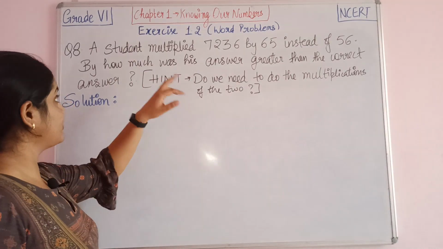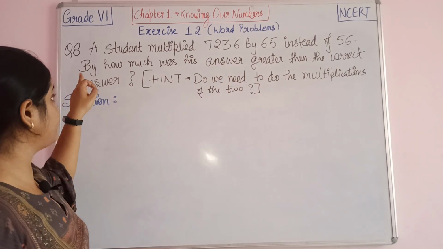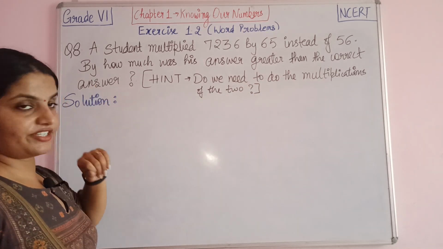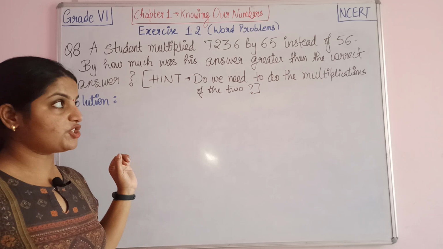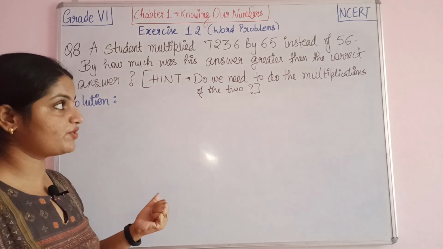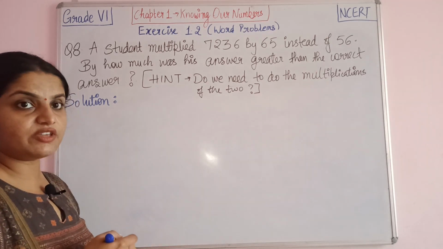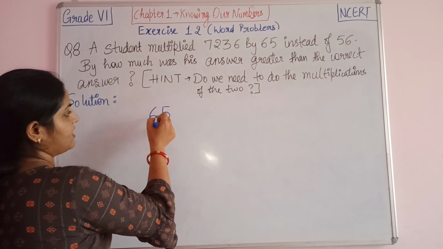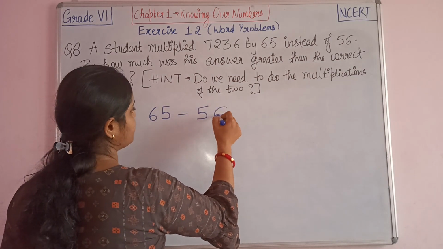So this is our next question. A student multiplied 7236 by 65 instead of 56. By how much was his answer greater than the correct answer? There is a hint also: do we need to do the multiplication of the two numbers and check their difference? No. What we have to do basically here is find the difference in the digits which he has taken mistakenly. Here he has multiplied the number with 65 instead of 56. So we will find the difference between these two.